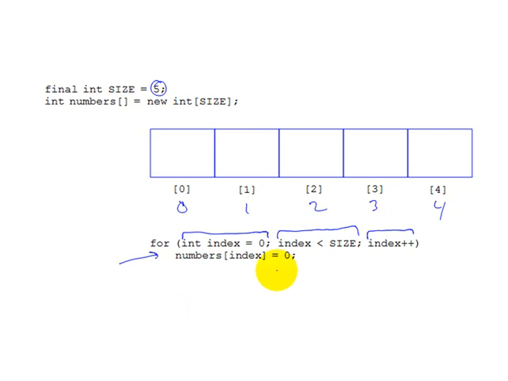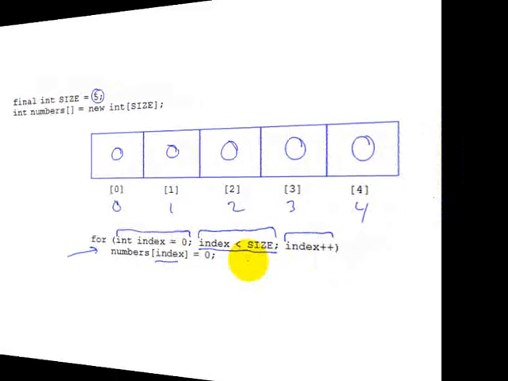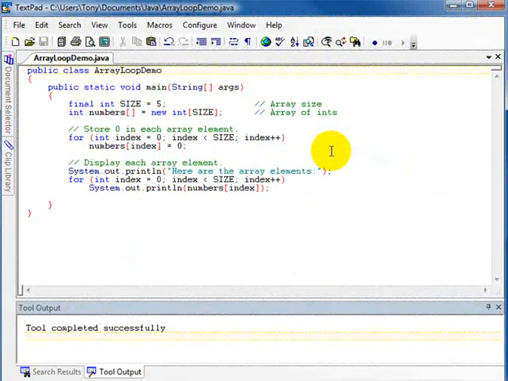So the first time the loop iterates, index is set to 0. So numbers sub 0 equals 0. Then index is incremented. So in the next iteration, numbers sub 1 is set to 0. Then in the next iteration, numbers sub 2 is set to 0. And then numbers sub 3, finally numbers sub 4. When the index variable has the value 5 stored in it, then the test expression will cause the loop to stop.